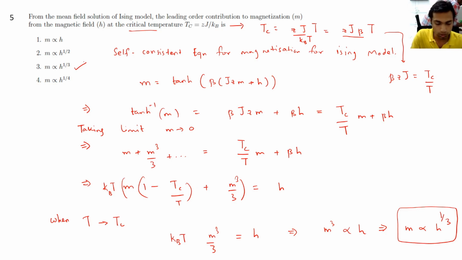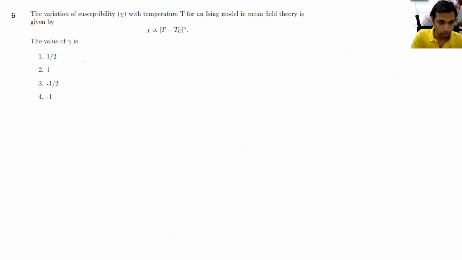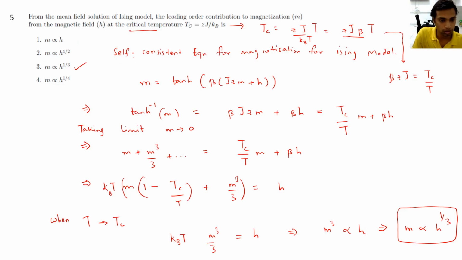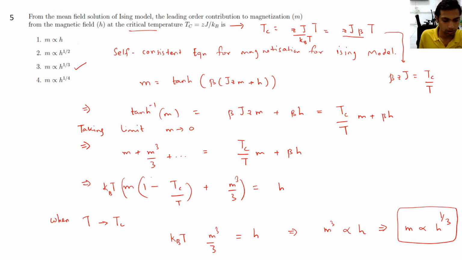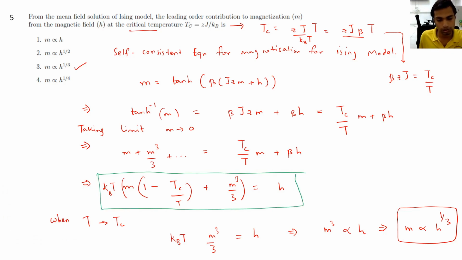Now let us go to the next question. The variation of susceptibility chi with temperature T for an Ising model in the mean field theory. We already saw that from the self-consistent equation, H is given as, so this is the equation that we already got. We have to start from this equation.